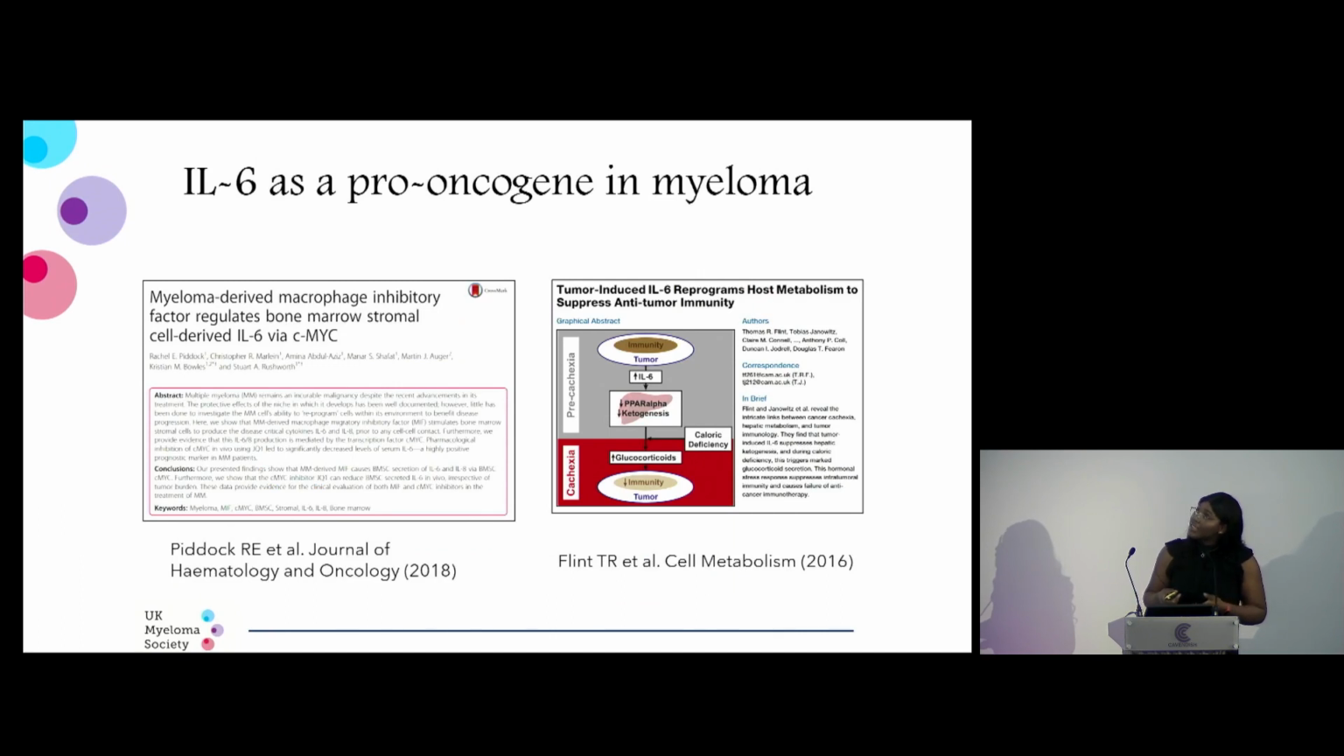And research has found that interleukin-6 is a pro-oncogene in myeloma. Interestingly, the Rushworth lab found that myeloma cells secrete macrophage inhibitory factor, and this factor essentially stimulates cells in the bone marrow called bone marrow stroma cells to secrete interleukin-6.